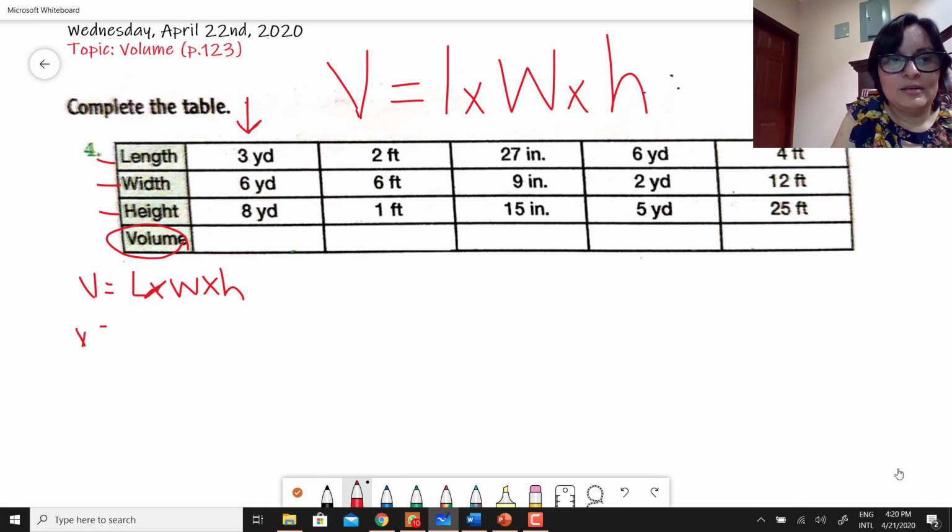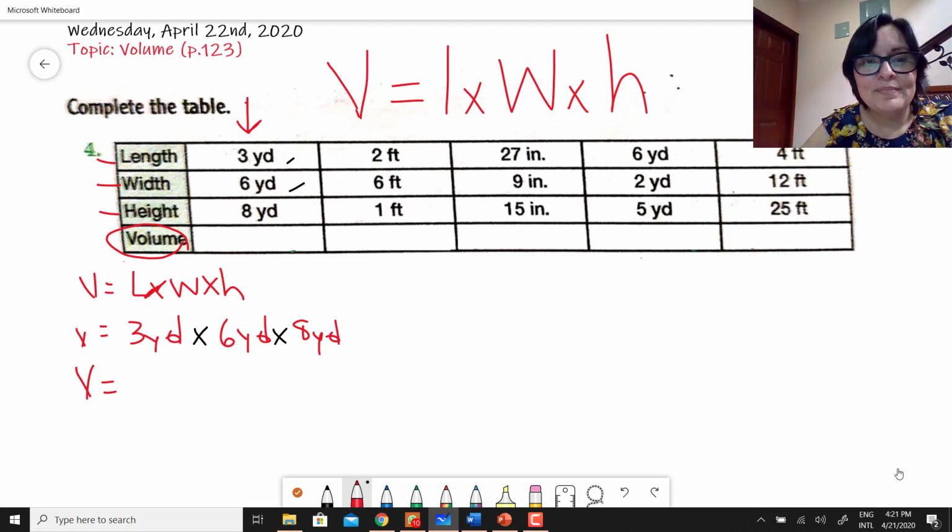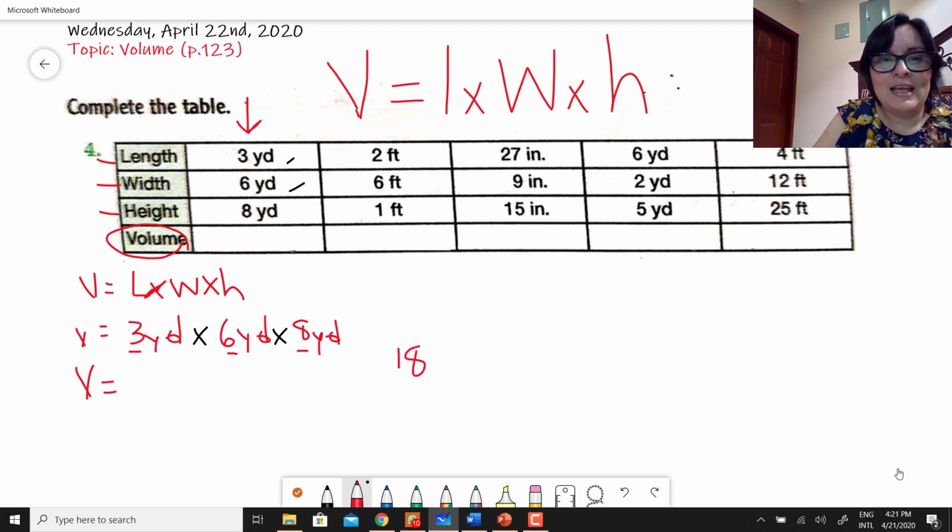Who is length? 3 yards. 3 yards times, who is width? 6 yards. 6 yards times, who is height? 8 yards. Okay? So volume is going to be 3 times 6, 18 times 8. So let's do it apart. 3 times 6, 18 times 8.